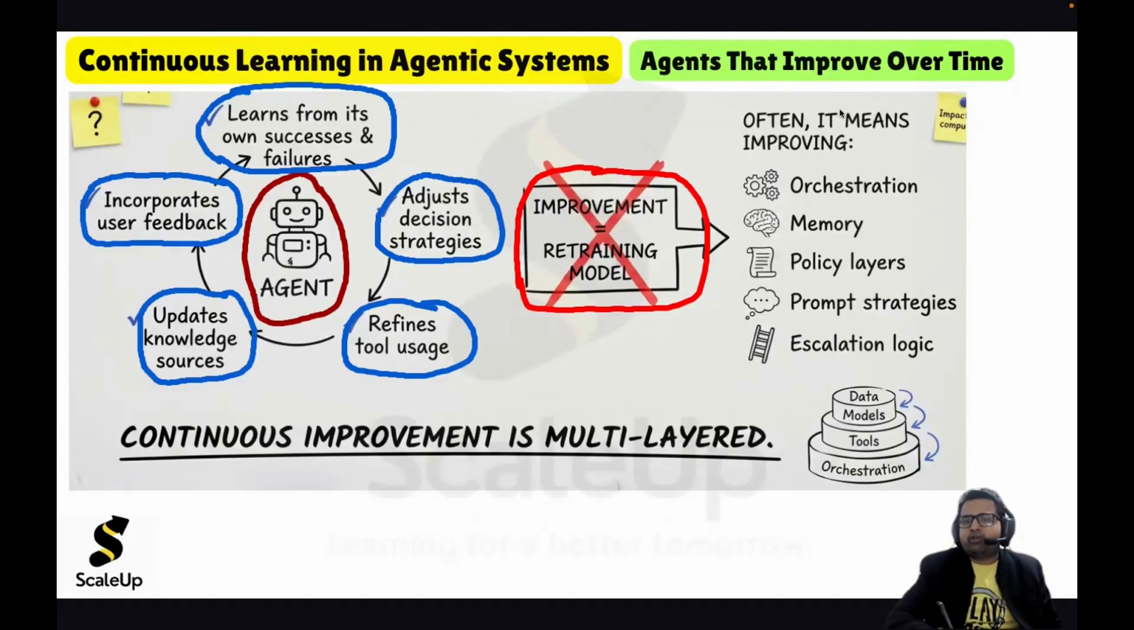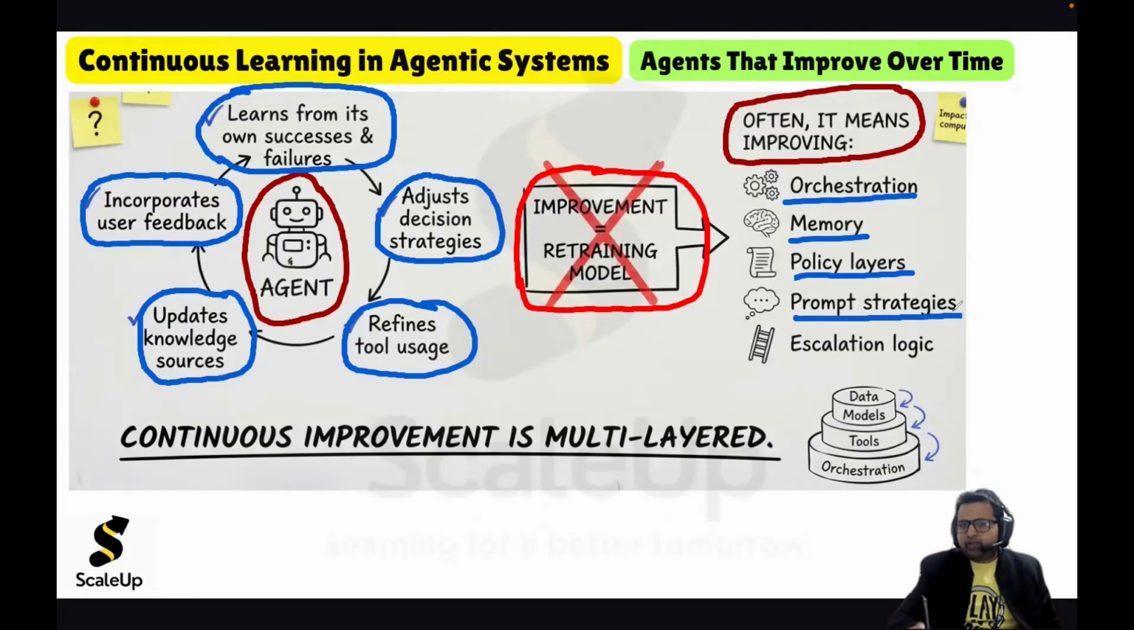Then what is the meaning of improvement? A learning agent that improves over time will improve the orchestration. It will improve the memory usage. It will improve the policy layers. It will improve the prompt strategies. And it will improve the escalation logic.